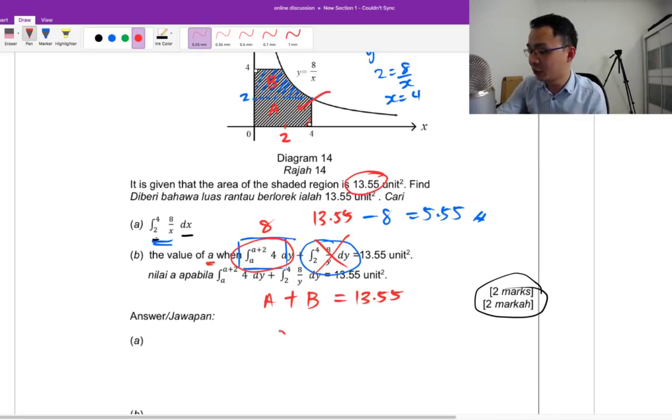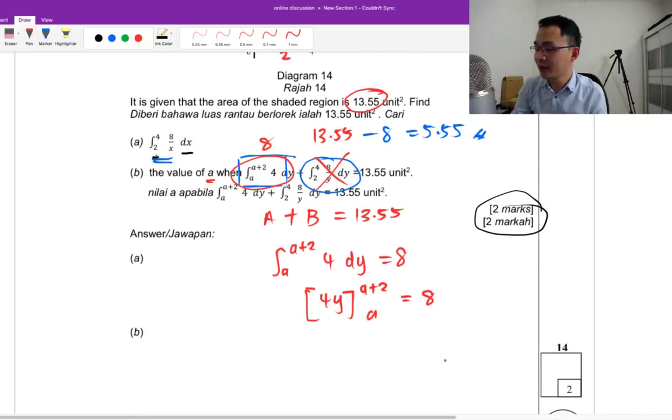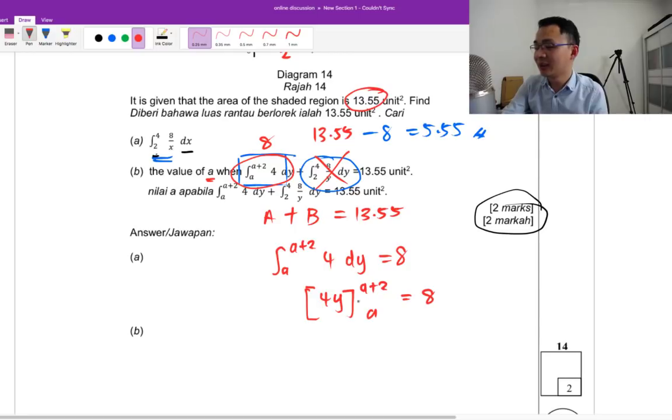So therefore I will do integrate from a to a plus 2 of 4 dy, which will equal a. So if I integrate this one, what I will do over here is I will integrate 4, I get 4y, from a to a plus 2, equals a. Okay, so there's only one possible way to get a here, which is when a equals 0. Okay, you imagine when a equals 0, right? You will get 4y from 0 to 2.